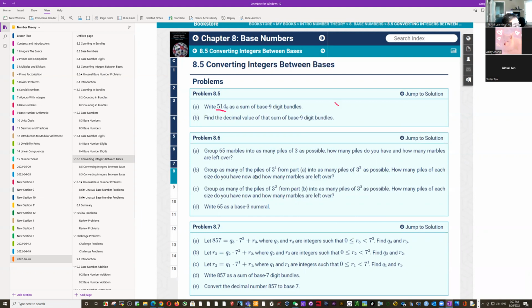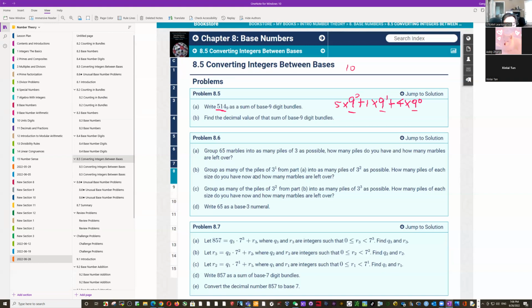So this is actually 5 multiply 9 squared, because that's the 100 position, plus 1 multiply 9 to the first plus 4 multiply 9 to the 0. Everything will be the same as the power position value expansion of the decimal system, except the base of the power will be different. In the decimal system, the base of the power is 10. In a different base, it's just a different number.